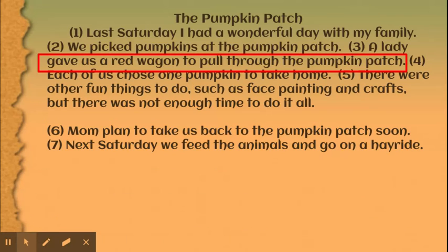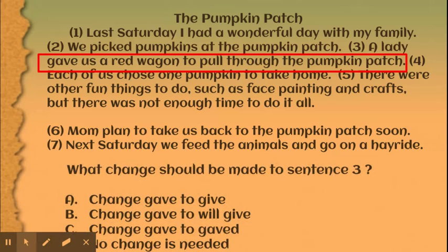All right, looking at our paragraph, the pumpkin patch. Last Saturday, I had a wonderful day with my family. We picked pumpkins at the pumpkin patch. A lady gave us a red wagon to pull through the pumpkin patch. Each of us chose one pumpkin to take home. There were other fun things to do, such as face painting and crafts, but there was not enough time to do it all. Mom planned to take us back to the pumpkin patch soon. Next Saturday, we feed the animals and go on a hayride.